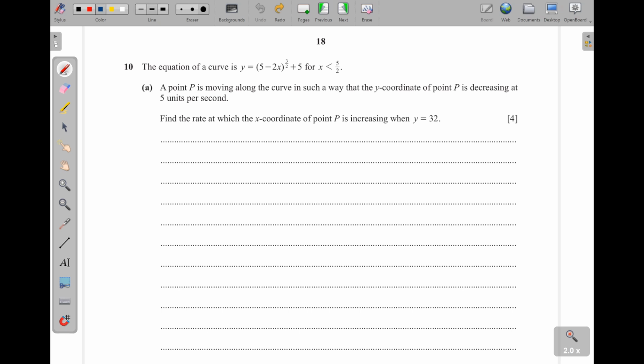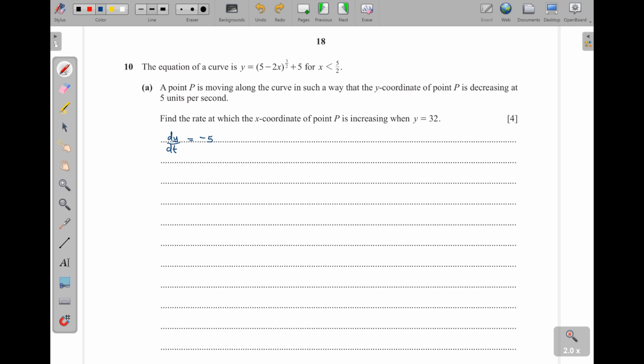Now, what is given is dy/dt. This is an application of differentiation, connected rates of change. So we have dy/dt equal to negative 5, because they said it is decreasing. If it was increasing, then we would have written it with a positive. So we put a minus. Failure to do this, you're going to get a wrong answer. Now we need to find the value of x when y is 32.